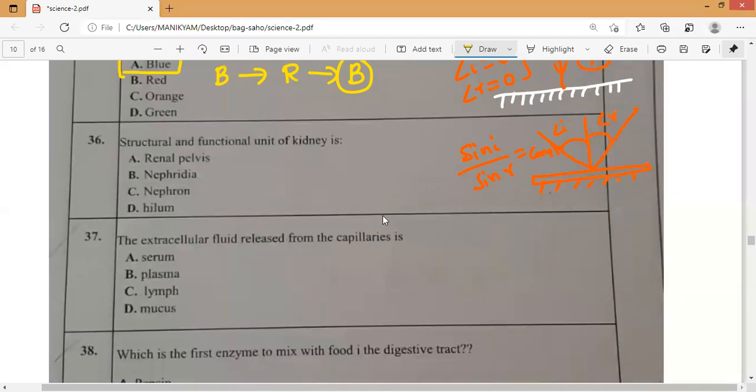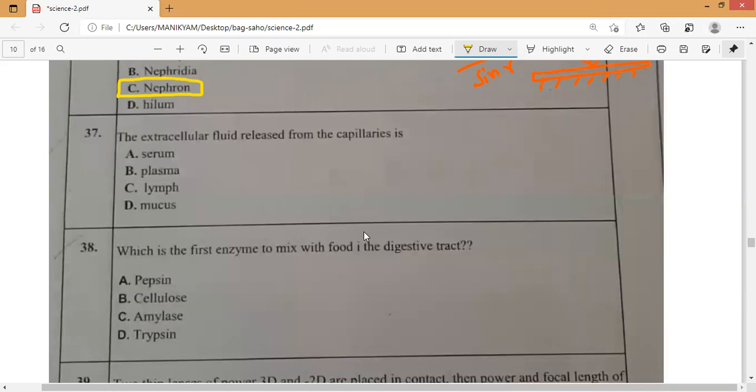Next, the structural and functional unit of the kidney. Nephron. Understanding? Next, the extracellular fluid released from the capillaries is called what? Lymph. Along with the blood, there is another liquid, and that is what we call lymph.